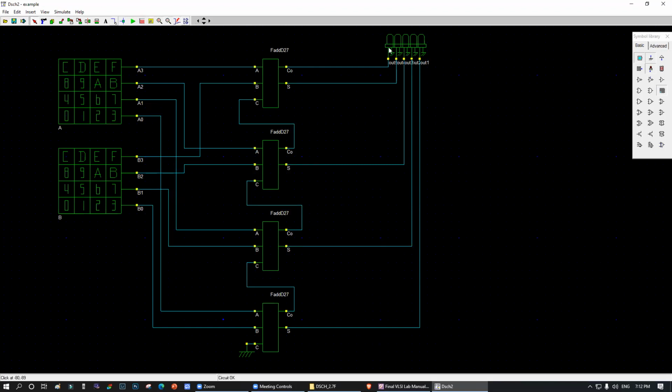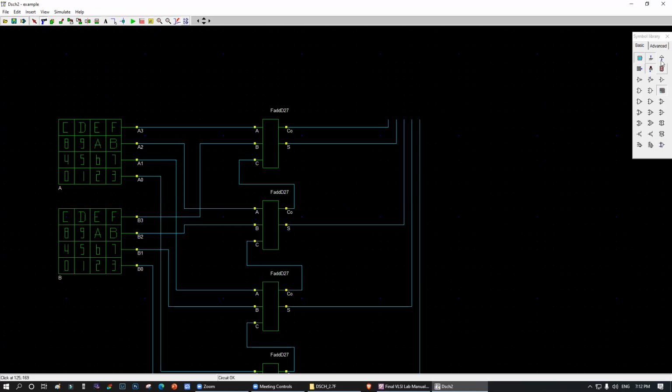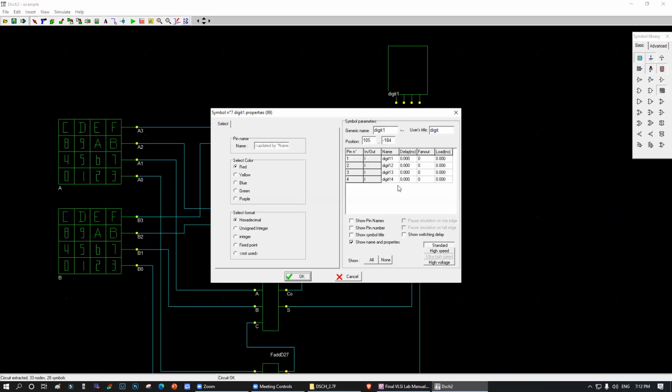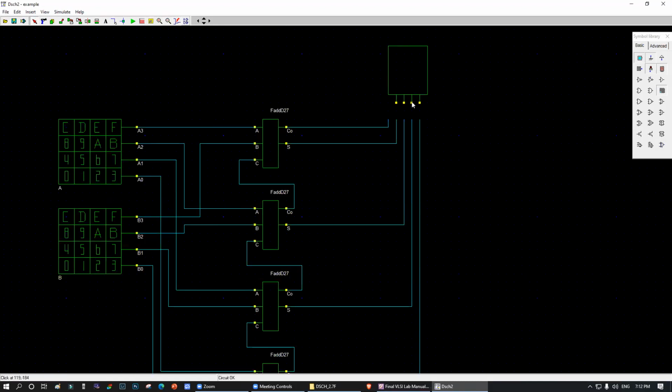Now I want to change these LEDs as well. I want to use this hexadecimal display. Now, the problem with the display is what? The problem with the display is it has only 4 bits, right? But our result is 5 bits. So what is the problem? The problem is only 4 bits will go to the result.